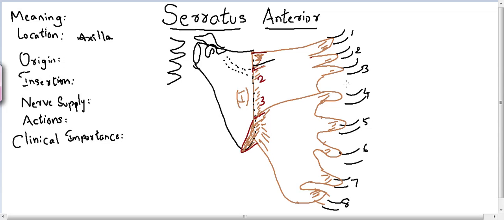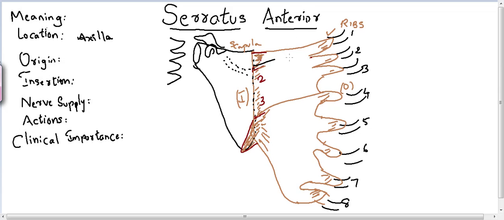If asked for 5 marks, you can explain like that. If asked for 3 marks, all that you have to say is it takes origin from the outer surface of the upper 8 ribs by 8 digitations and is inserted on the medial border of the scapula, the costal surface of the medial border of the scapula. So the scapula is the insertion, the ribs are the origin.